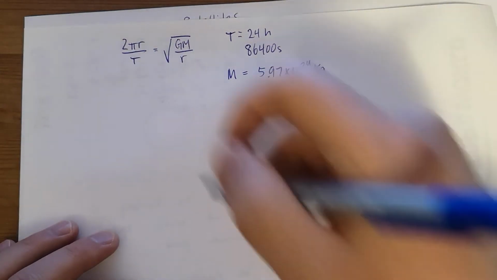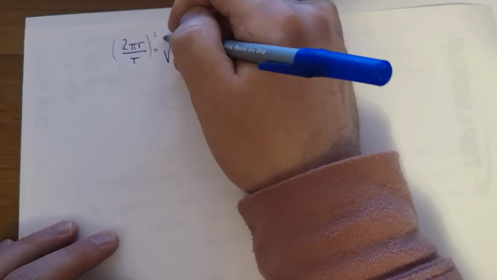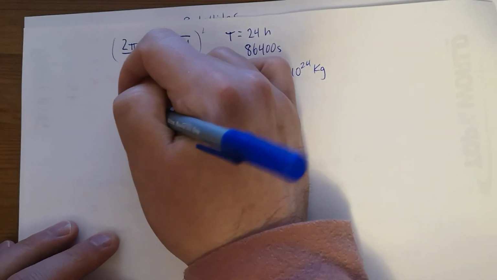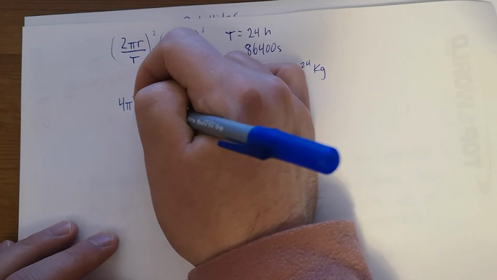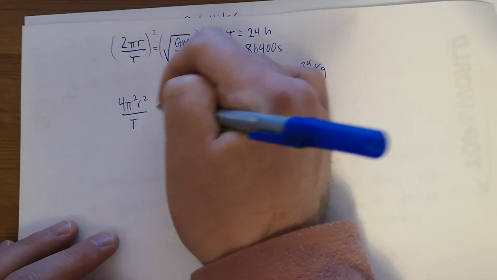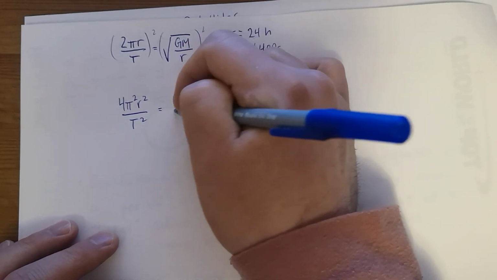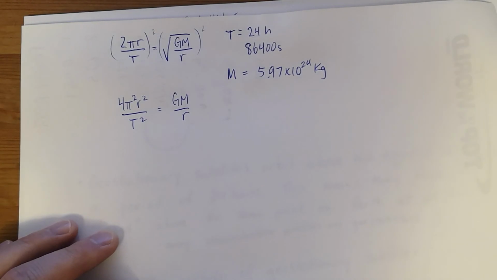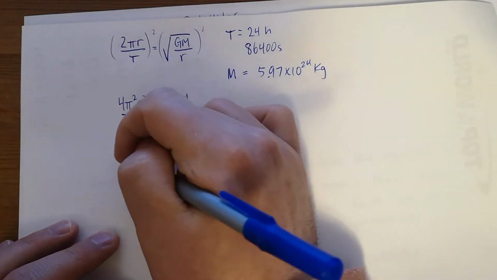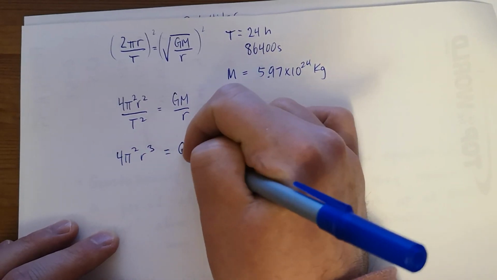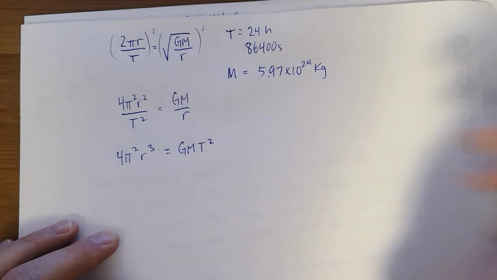Okay, I hope you had this instinct. If we square both sides, it's going to look a lot nicer. So the right is going to be 4 pi squared r squared over T squared. The left is just going to be GM over r. Square root's gone. Now I've got to shuffle this around. I'm going to cross multiply a little bit. Get the r's together. And the T is going to go onto the right.